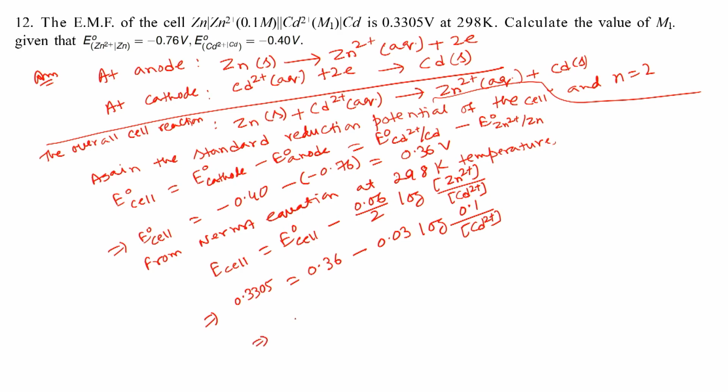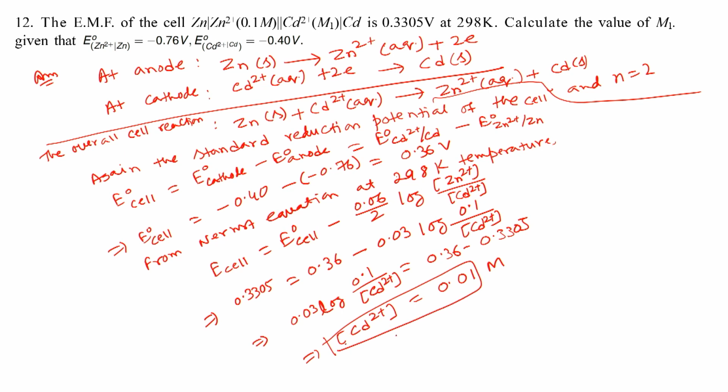So we get 0.03 log 0.1 by concentration of Cd2+ gives 0.36 minus 0.3305. Okay, so if we calculate this, we get the concentration of Cd2+ as 0.01 molar.